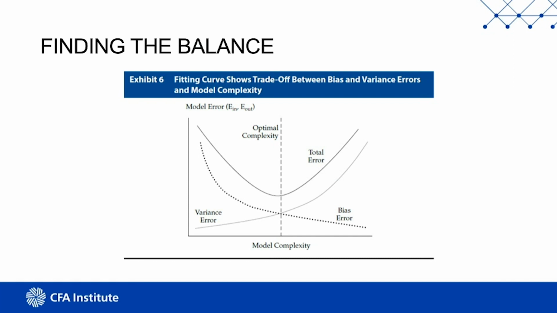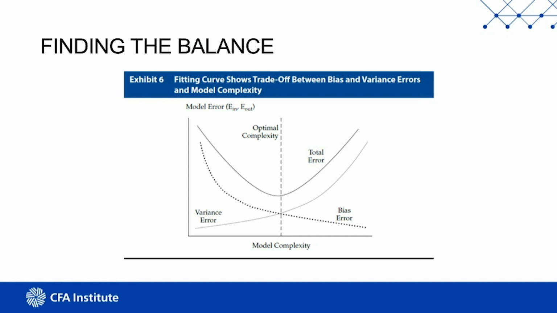You can see that the bias error, the dashed line, goes down. The more complex a model is, the better it is able to learn the patterns that it sees. But the variance error goes up. The more complex a model gets, the more it learns everything, not just the patterns that matter, but also the patterns that are noise. And so as the model gets more complex, the variance error goes up, and it learns details that are irrelevant. And the optimum is somewhere in the middle.